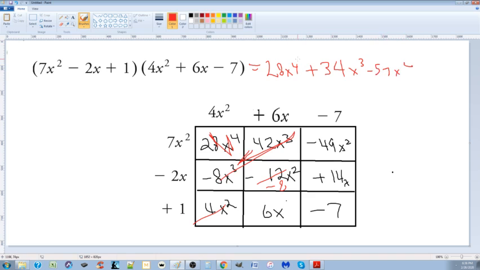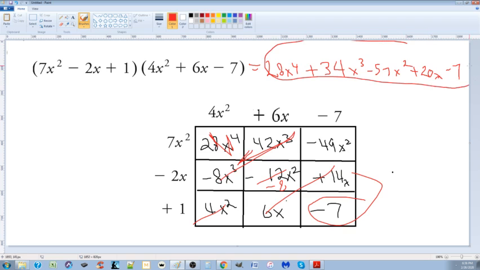And notice also we go from x to the 4, x to the 3, x squared. We're going down properly. And these last two are plus 14x plus 6x, which is plus 20x, so that's this last one, and then minus 7 ends it. And there we go. Where you save time is the grouping of the terms.